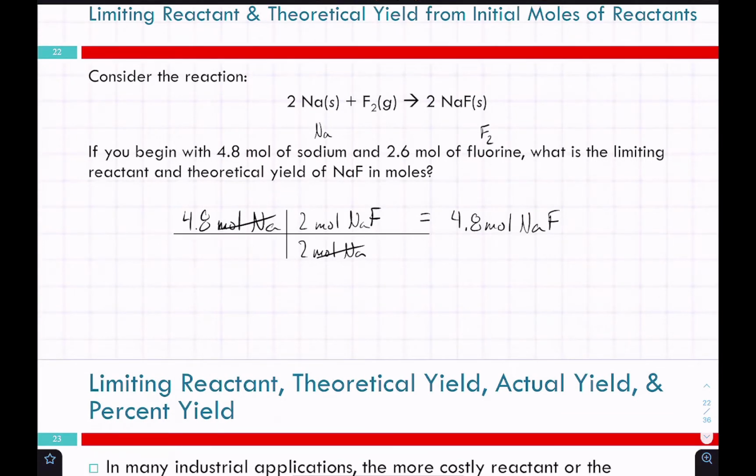All right, and so that's how much sodium fluoride we can make. And remember, this is assuming that we have more than enough of everything else needed for this reaction. So we're saying, okay, if we have this amount of sodium, let's assume we have an infinite amount of fluorine, how much can we make? And so now we're going to reverse that question and say, now we've got 2.6 moles of fluorine. How much sodium fluoride can we make, assuming that we have more than enough sodium? So what's the ratio here between fluoride and sodium fluoride?